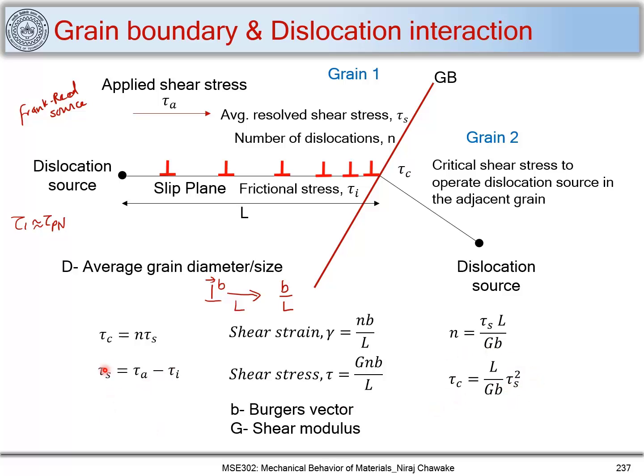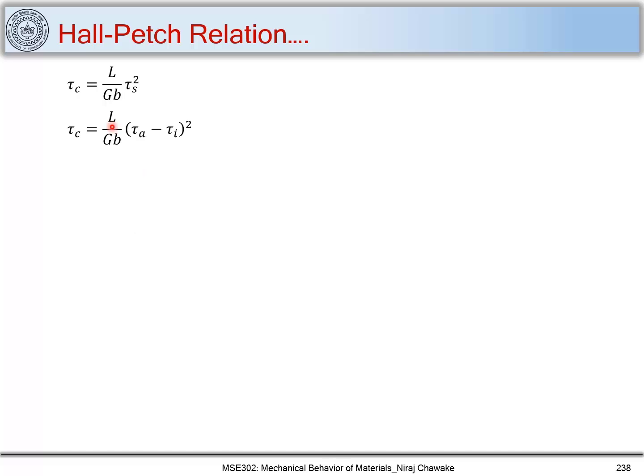Now you have tau s equal to tau a minus tau I, that is applied shear stress minus frictional shear stress. So we replace this average resolved shear stress with this term, that is tau a minus tau I. Let's do that. So here we replace tau s with tau a minus tau I and we get this relation, and from there you can find out the applied shear stress. So you can say that applied shear stress tau A is equal to tau I plus (tau c G b upon L) to the power 1 by 2. And you can find out tau A. Now I bring this term L to the numerator and I can replace this tau c G b with K dash, which is a constant here, and I can bring this L to be L to the power minus 1 by 2.